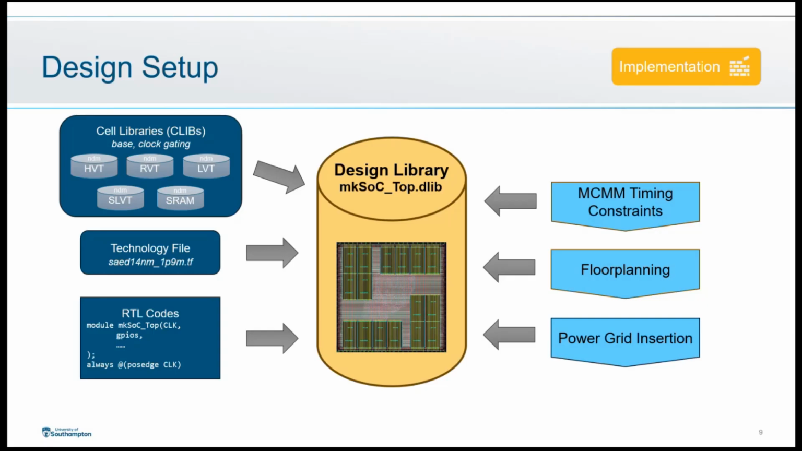For implementation, the initial steps involve setting up the design. To implement the given RTL as a RISC-V core, we had to input the correct 40nm technology, as well as the relevant cell libraries for the SRAM and the different voltage thresholds. Additionally, we also set up multi-corner, multi-mode timing constraints and created a custom floor plan to the specification shown before. Additionally, as part of the stretch target, we inserted the power grid.